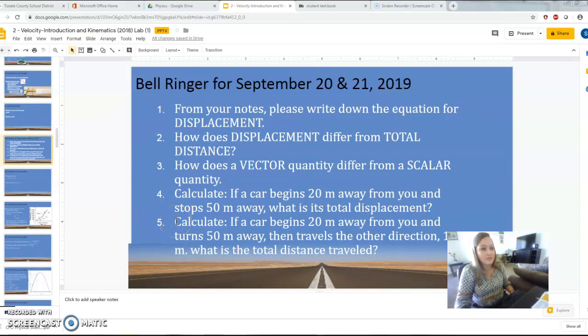Second question is a two-part question. It says calculate, if a car begins 20 meters away from you and turns 50 meters away, then travels the other direction 10 meters, what is the total distance traveled? This is like the last example that we saw in our slides in class last time. Make sure that you take a moment to draw out two traveling things on your number line before you calculate it. Usually if you draw the picture in physics, you'll do a lot better. So let's go ahead and pause this, give you about 7 minutes to keep going.